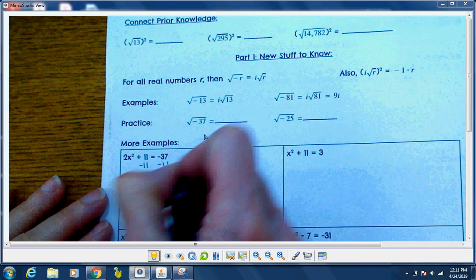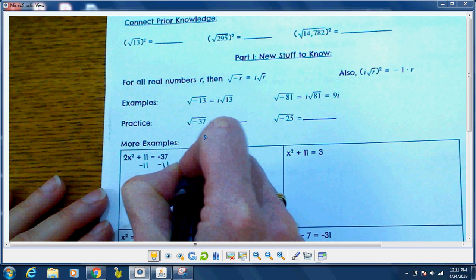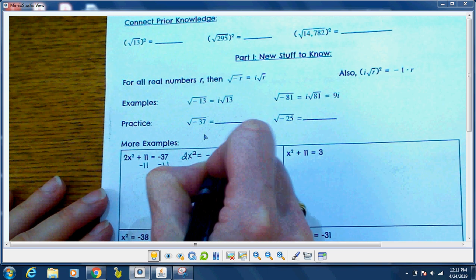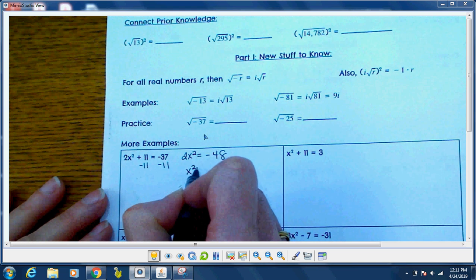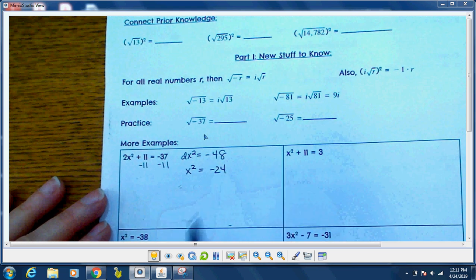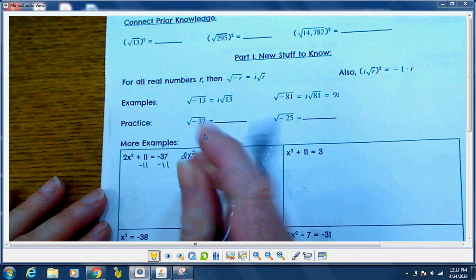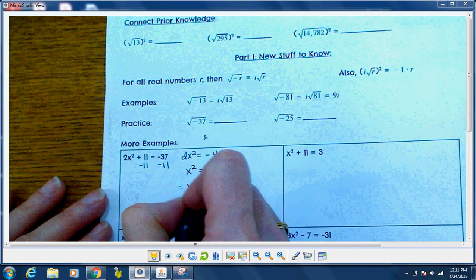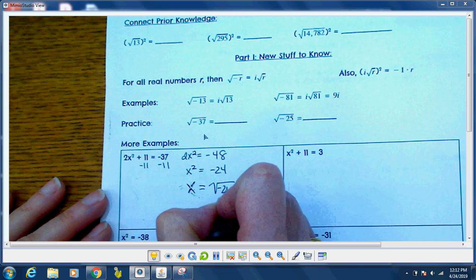So in this particular case, when we subtract 11 from both sides, we get 2x squared equals negative 48. Divide both sides by 2, I get x squared equals negative 24. Take the square root of both sides, I get x equals the square root of negative 24.